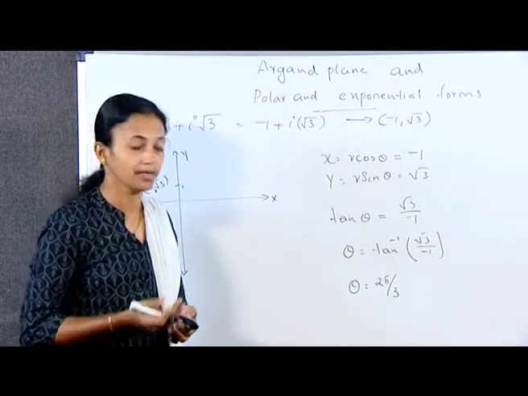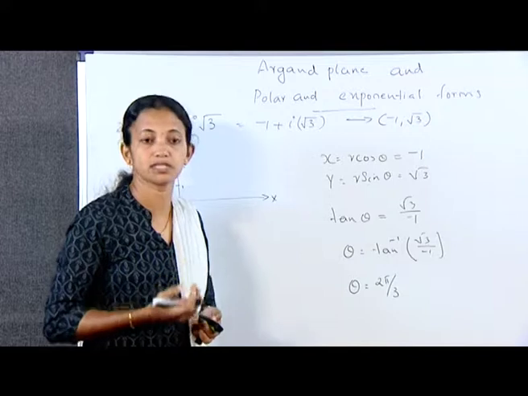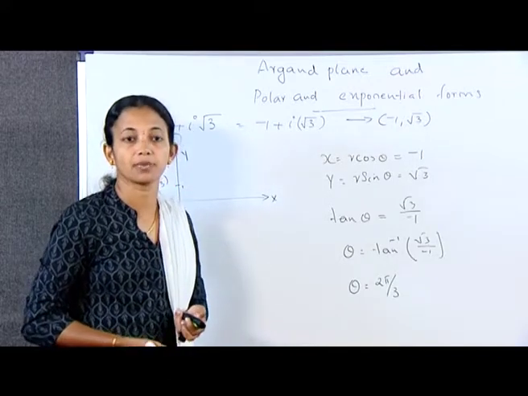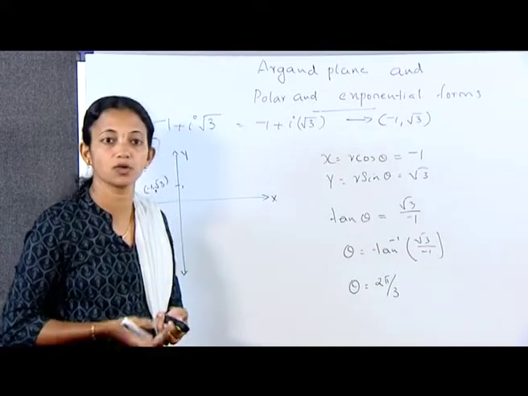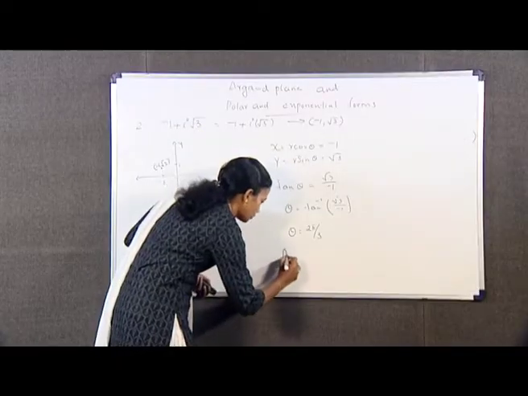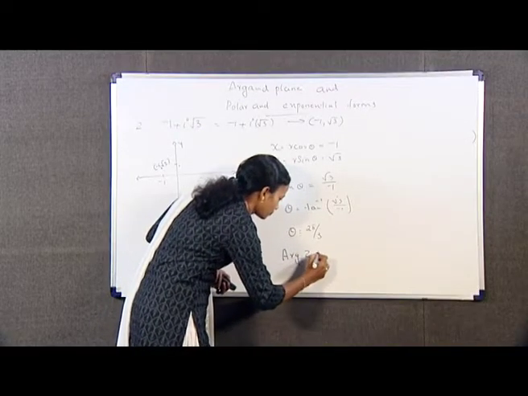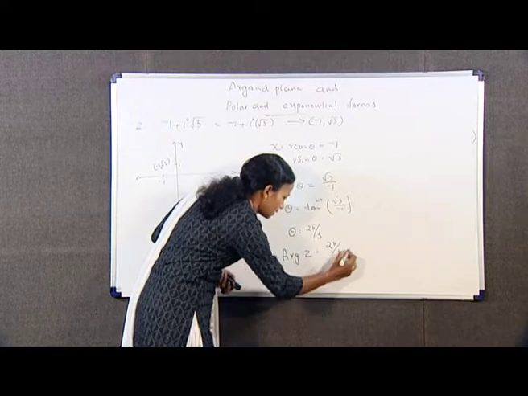As minus pi is less than 2 pi by 3, which is less than or equal to pi, the principal amplitude is argument of z is equal to 2 pi by 3.